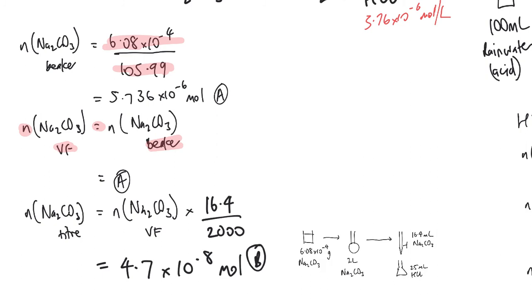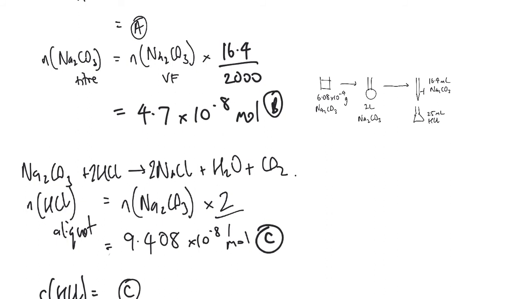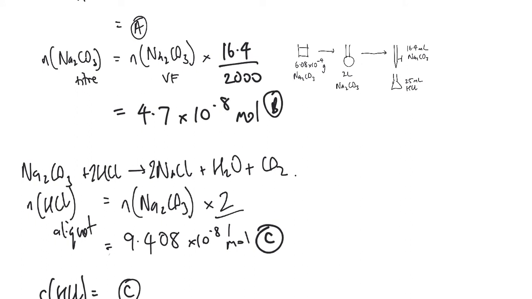So where are we going? The number of moles in the titer, which is here, is equal to the number of moles in here, but it's a fraction of it, because we're taking a portion out and putting it inside here. That titer is a portion of this 2 liters. So that's how you show it: you get the number 16 on top and 2000 on the bottom, and that's the fraction of the titer going to the volumetric flask. That's 4.7 times 10 to the negative 8 moles.